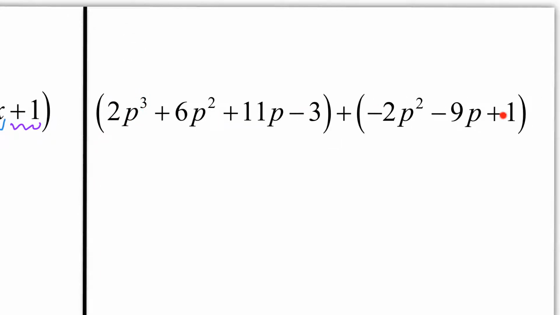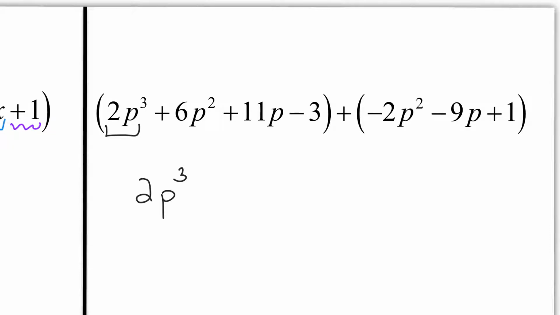So notice we don't have another cube. On this one, we don't have another p cubed. So what that means is we're not going to add or subtract anything to this term. So this one, just bring it down. You just have a 2p cubed. That's the only one we have, but you need it in your answer.